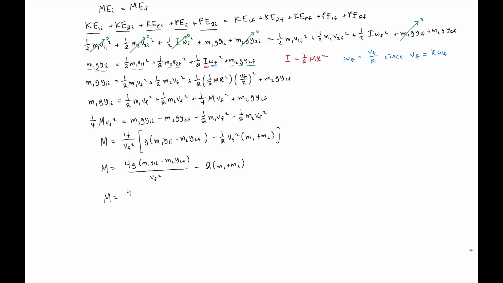We can now plug in the values that we know. We know g is equal to 9.8. We do know that m1 was 5 times 0.75 minus 3 times 0.75, divided by the final speed of 1.8 squared, minus 2 times 5 plus 3. And when you plug that into the calculator, you get 2.148 kilograms. And that is the mass of your pulley.